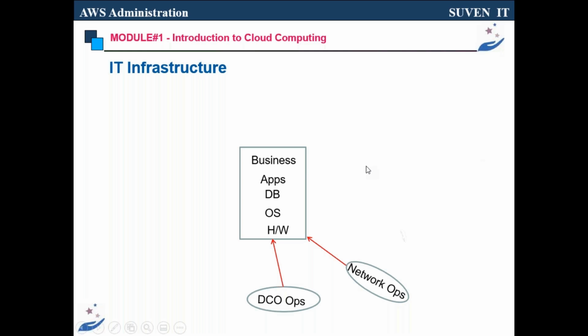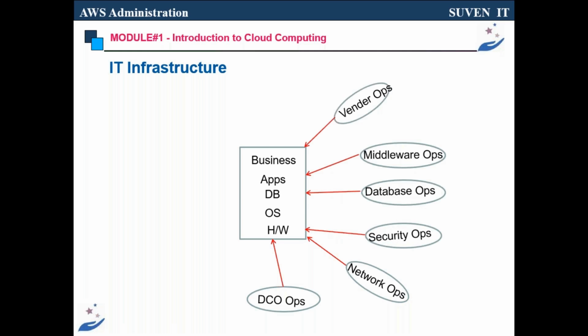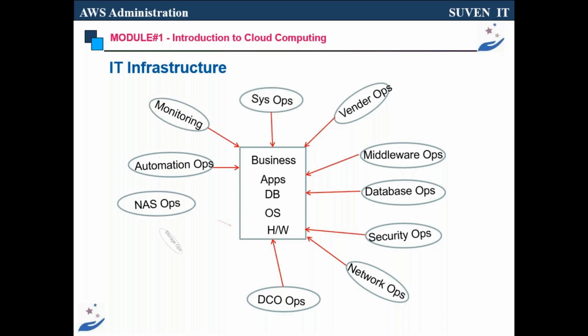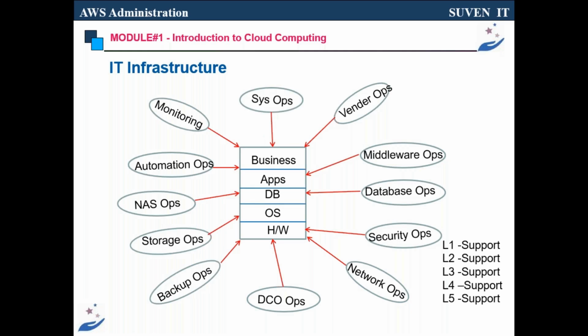Those teams are the data center team, network team, security team, middleware team, vendor team, and so on. Many teams are involved, but maintaining all these things is very hard. That's why companies are looking for an alternate solution, that is cloud computing. So now people are not looking for this type of environment.